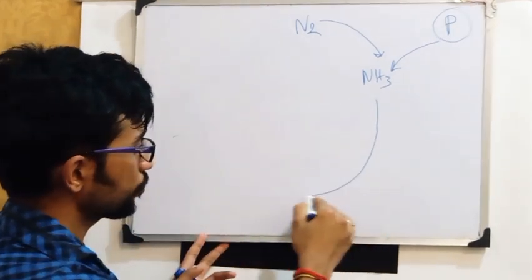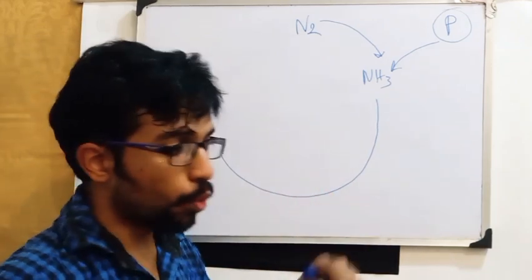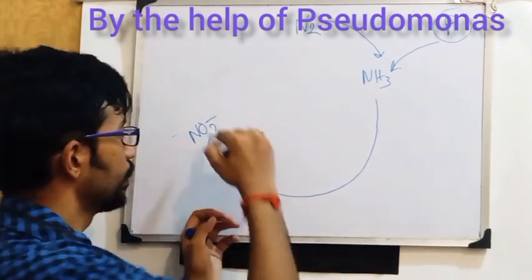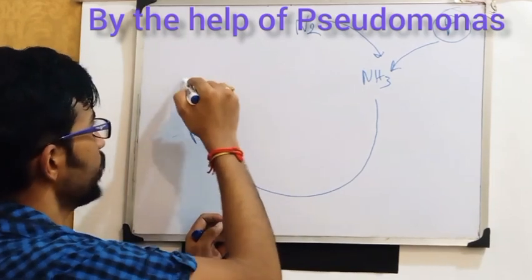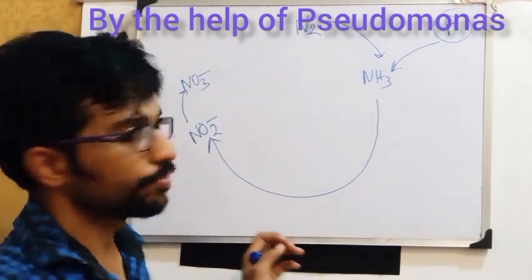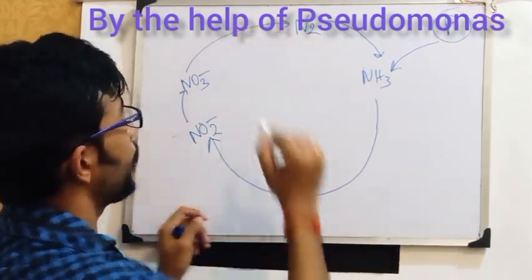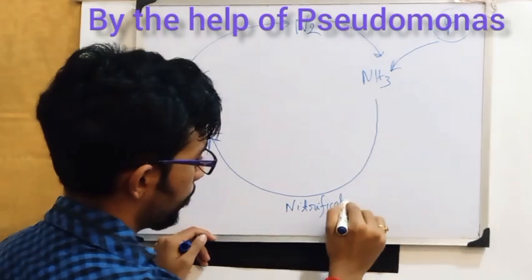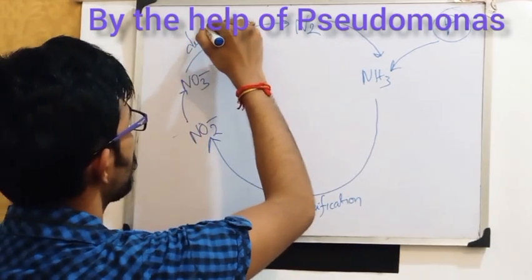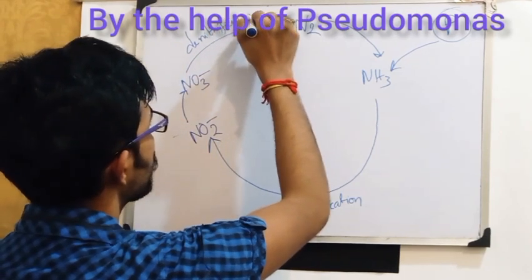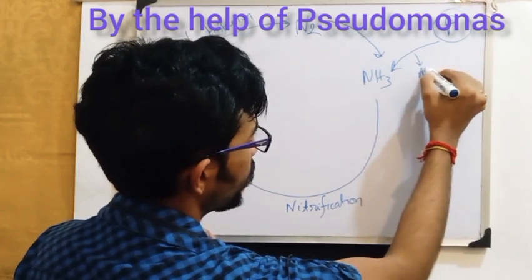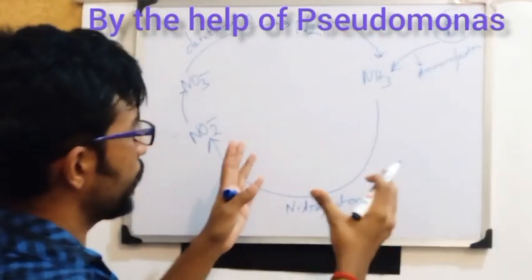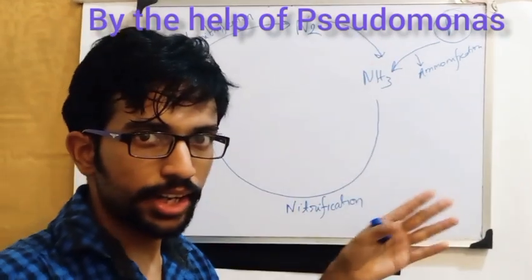This ammonia now goes into the nitrification cycle, and the nitrite ion is formed. Then the nitrification continues, and nitrate ion is formed. The nitrate ion is transformed into nitrogen by denitrification. So this is the nitrification process. This is the denitrification process, and this is the ammonification process. Okay, so in this way the nitrogen makes a cycle in our nature.